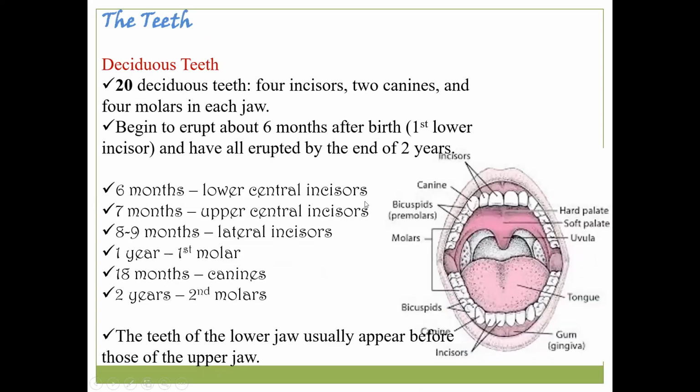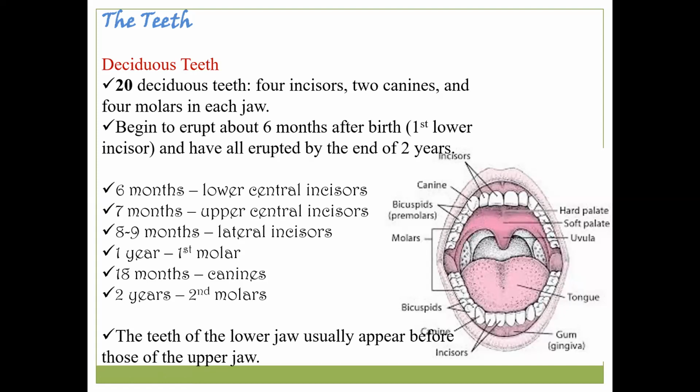Now let's move on to the teeth. So you know, humans go through two phases of teeth. The first one is deciduous teeth and the second one is permanent teeth. So deciduous teeth are the ones which come first.